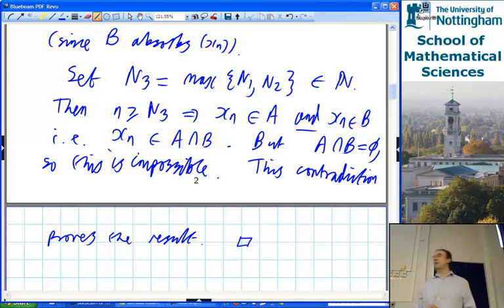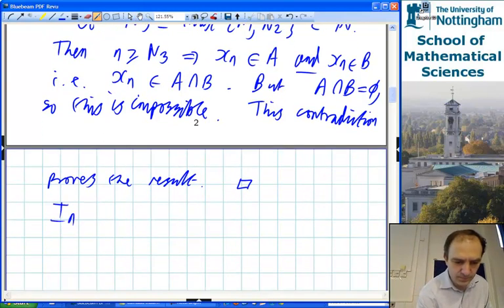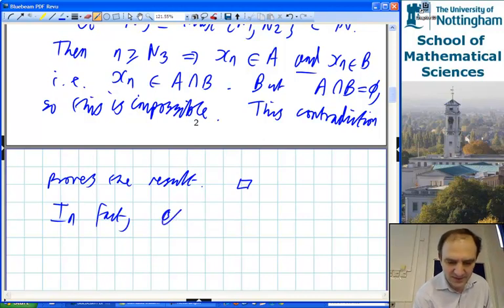Okay, we supposed that the two sets both absorbed the sequence. We got a contradiction because the intersection was empty and that was impossible. But what have we really done? What would be a better way of saying all this? What does that argument really show? Any comments? Because if you follow through that argument, you've actually managed to show something a bit better. Essentially the same argument, I would say.